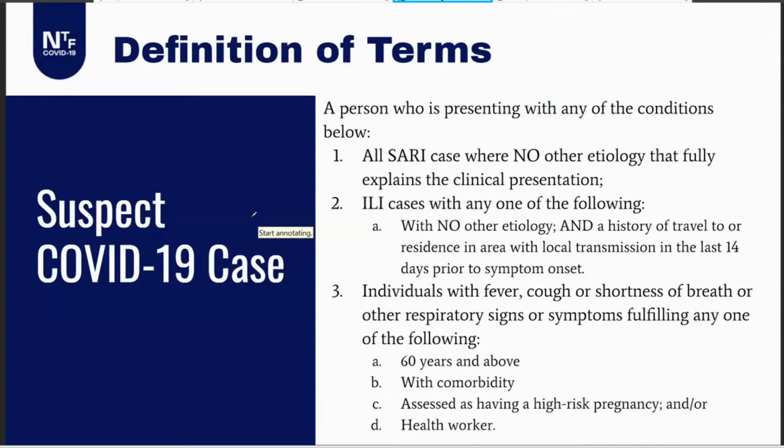And then, individuals with fever, cough, and shortness of breath can also be suspect COVID-19 for as long as under sila sa mga categories na to: 60 years old above, may comorbidity, ibig sabihin may comorbidity, may high blood, diabetes, sakit sa bosyo, yung sa thyroid, and then yung iba, yung mga health workers, and high-risk pregnancy. Okay.